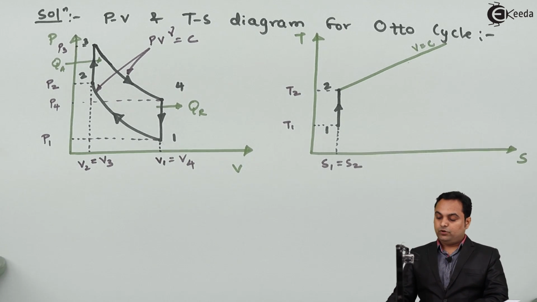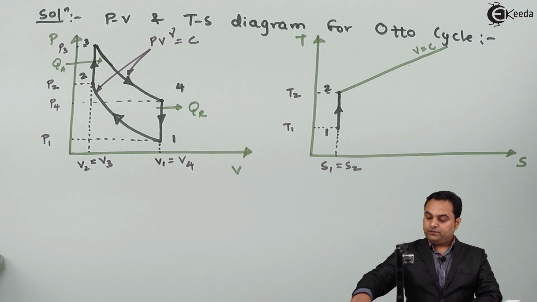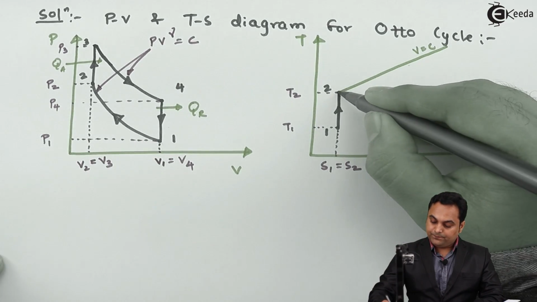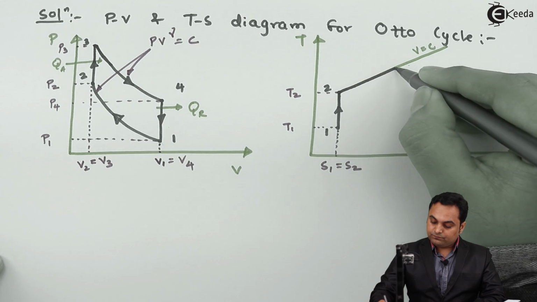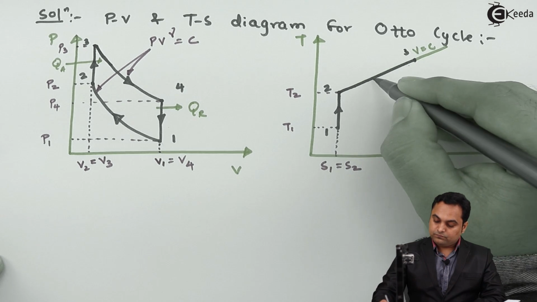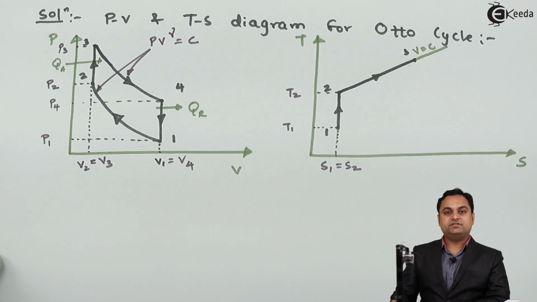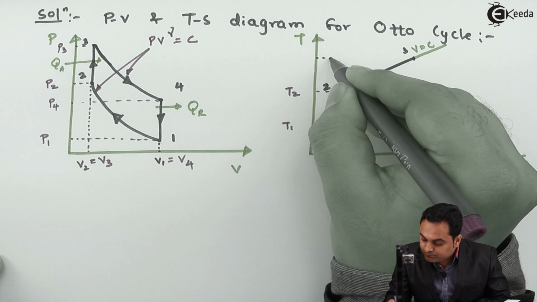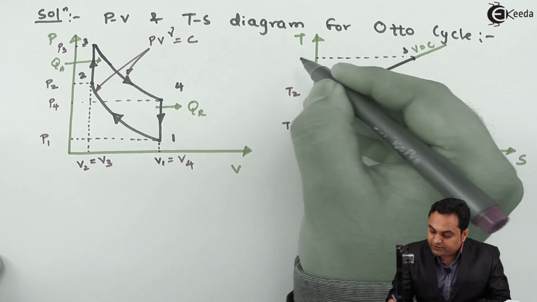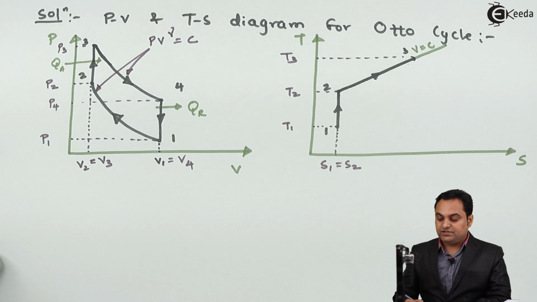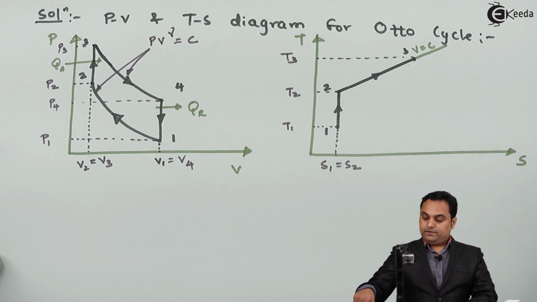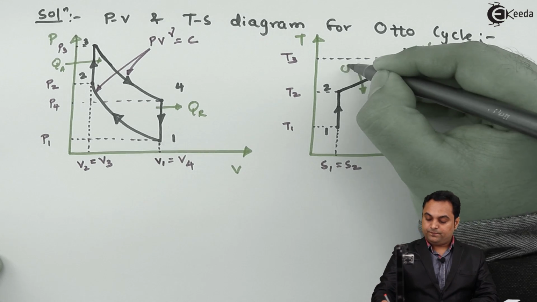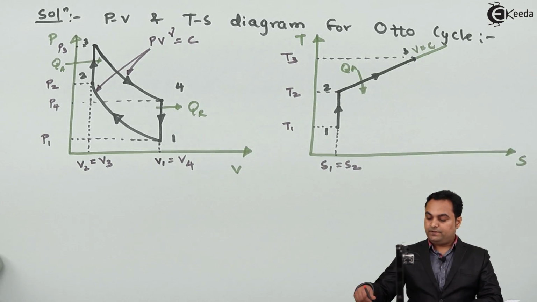So during the constant volume heat addition process, temperature will go on increasing from point 2 to point 3. And there is also an increase in entropy. So here during the heat addition process, temperature has increased and heat has been added, which is Q suffix A.